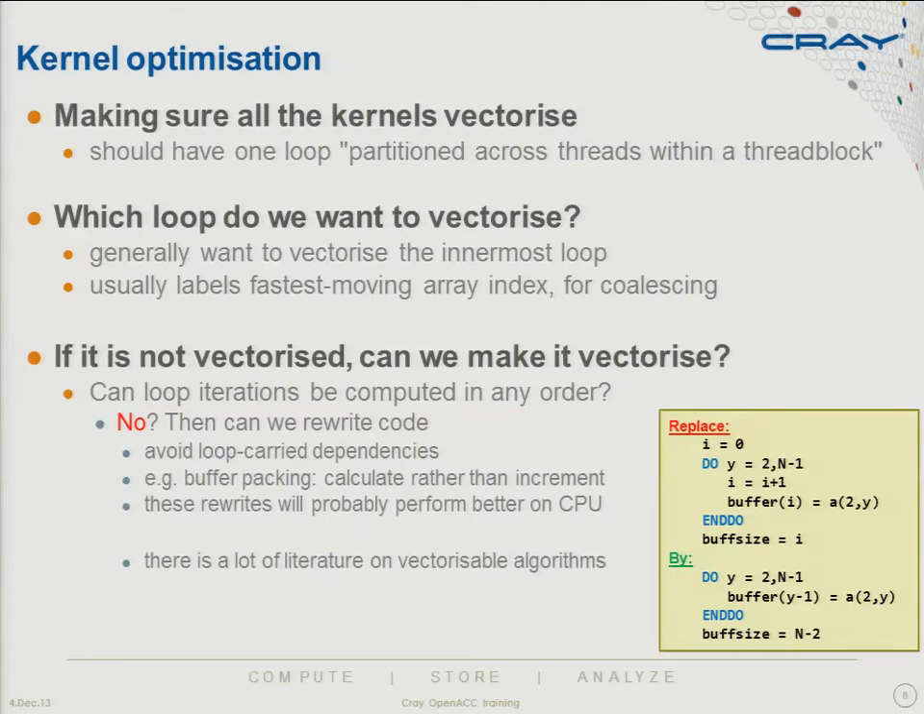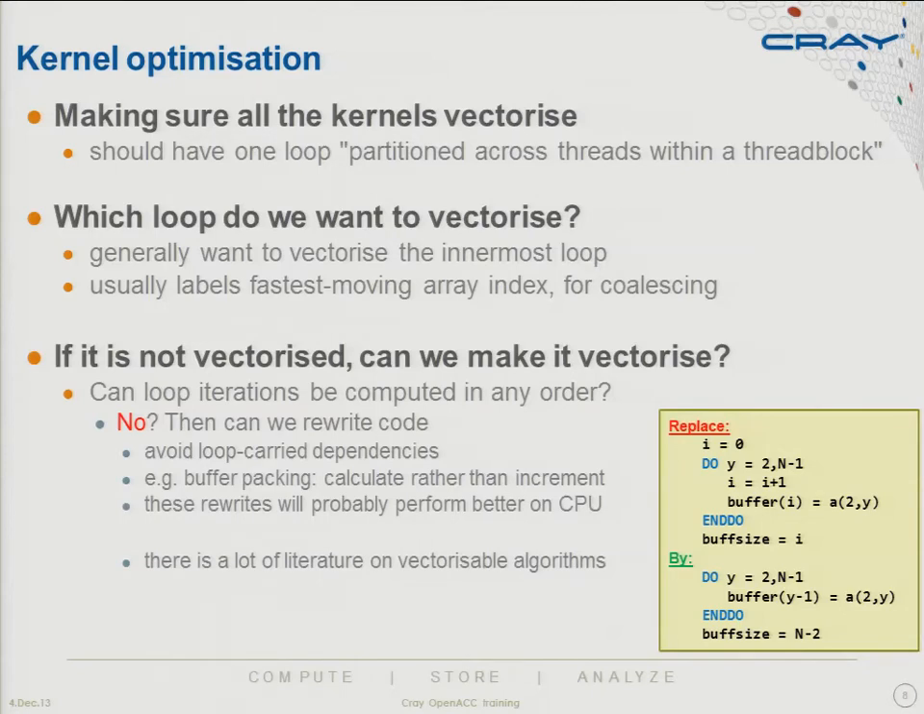So you should see that you've got 1 loop that says it's partitioned across threads within a thread block. Which loop should this be? Generally, it should be the innermost loop, because the innermost loop on the CPU is usually the fastest moving array index, because that gives best cache usage. And the same will be true on the GPU. If this inner loop is not vectorized, it's not divided over threads within the thread block, why not? Is it because your algorithm isn't vectorizable?